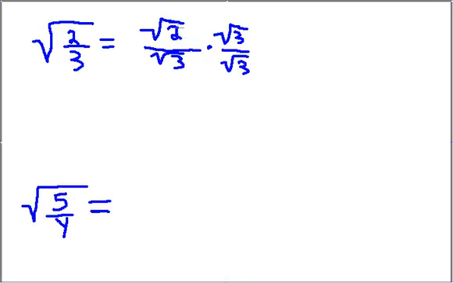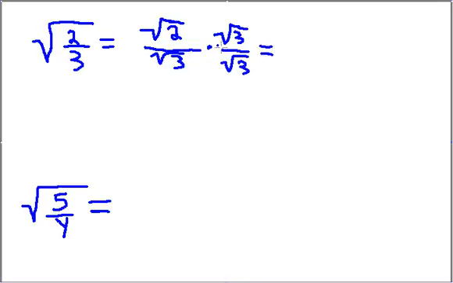So by taking radical 2 over radical 3 and multiplying it by 1, we have not changed the value of this expression at all. The only thing we've done is we've written 1 in the format of radical 3 over radical 3. Well, how is that going to be helpful? Well, we'll see after we perform the multiplication.